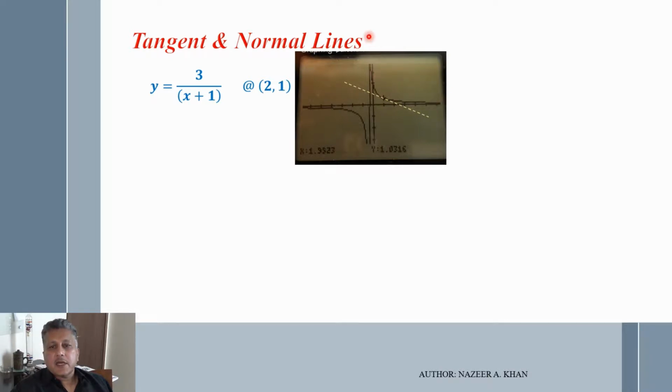When we look at what we're intending to do here, we are given a function and we are intending to find the equation of the tangent and normal line of that function at that point. Before we could actually find the equation of the tangent and normal line, we have to find the slope of the tangent and normal line.